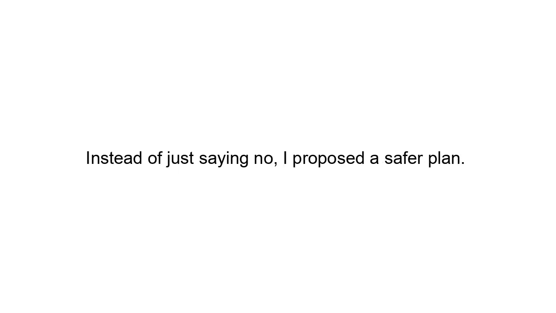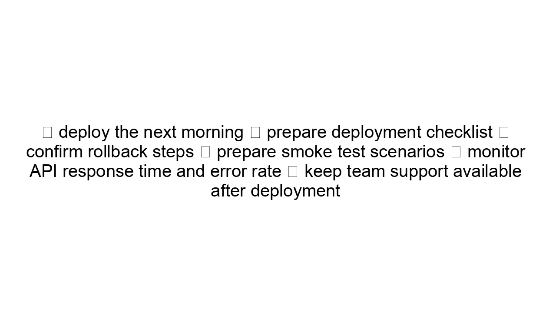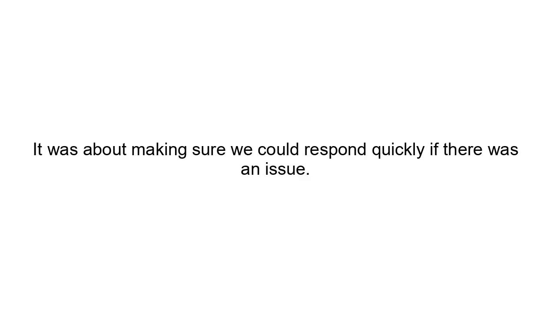Instead of just saying no, I proposed a safer plan. The safer plan included: deploy the next morning, prepare deployment checklist, confirm rollback steps, prepare smoke test scenarios, monitor API response time and error rate, keep team support available after deployment. I also explained that this was not about delaying progress. It was about making sure we could respond quickly if there was an issue.